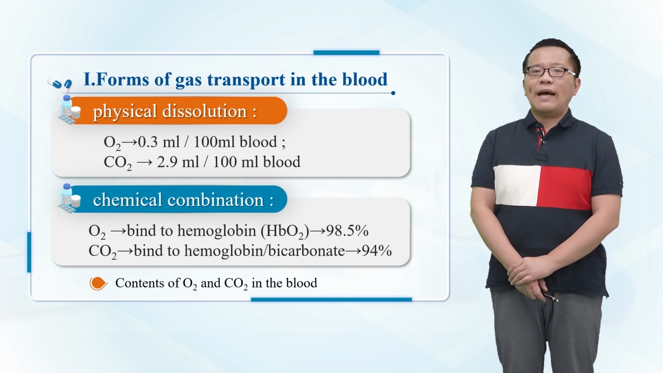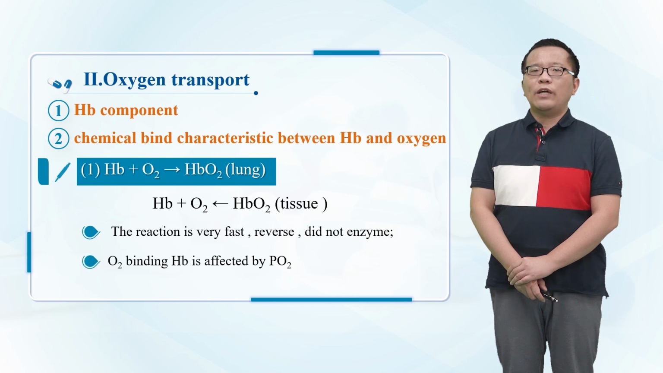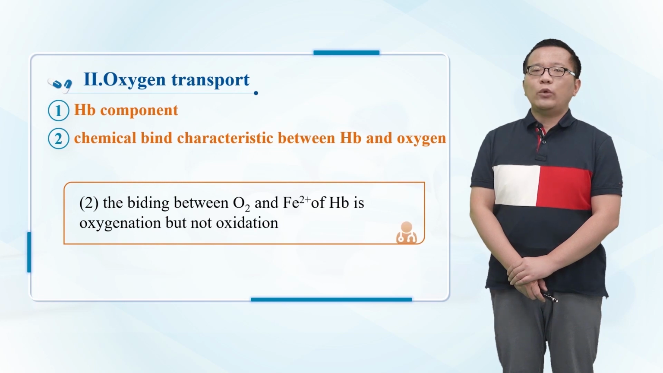98.5% of oxygen binds to hemoglobin. Carbon dioxide is 94%. The bond between hemoglobin and oxygen is a chemical reaction. The reaction is very fast and reversible. Enzymes are not needed in this reaction. The bonding between oxygen and the ferrous ion of hemoglobin is oxygenation but not oxidation.